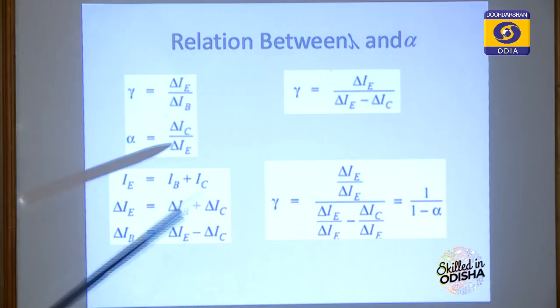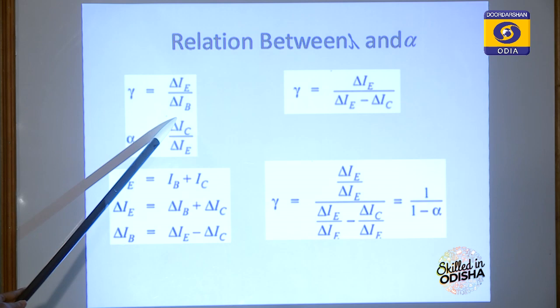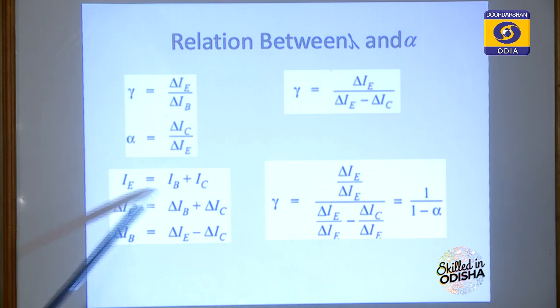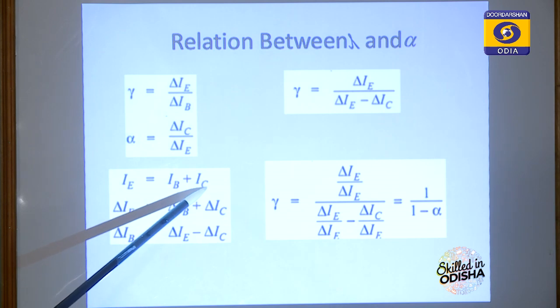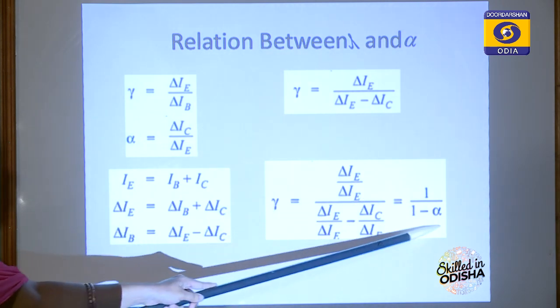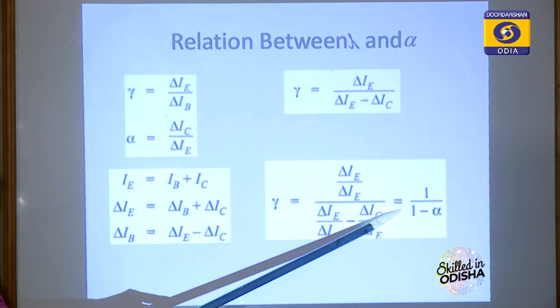And this is the relationship between gamma and alpha. Gamma is equal to delta IE by delta IB. Alpha is equal to delta IC by delta IE. I know IE is equal to IB plus IC. So gamma is equal to 1 by 1 minus alpha. This is the relationship between alpha and gamma.